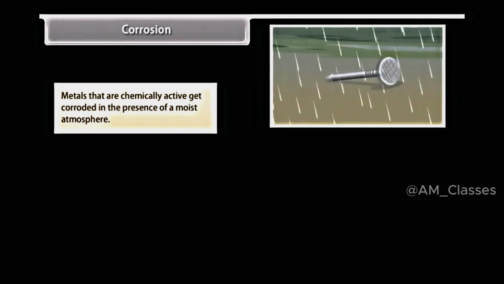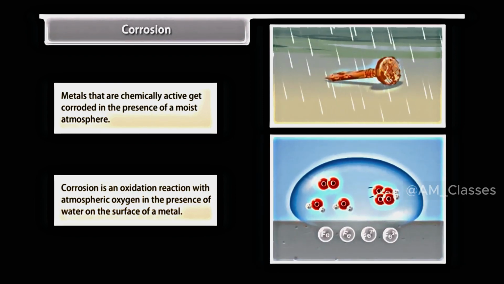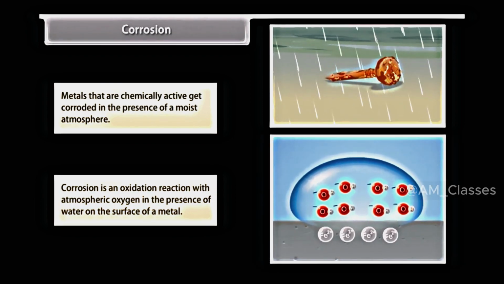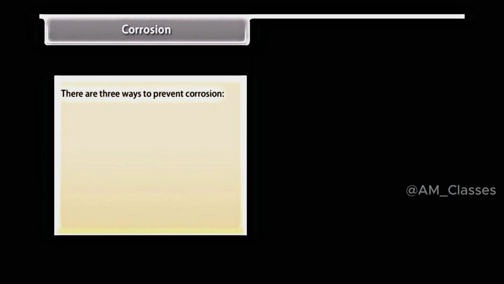Corrosion. Metals that are chemically active get corroded in the presence of a moist atmosphere. Corrosion is an oxidation reaction with atmospheric oxygen in the presence of water on the surface of a metal. For example, iron and aluminium corrode. However, non-reactive metals like gold, platinum, and mercury do not corrode. There are 3 ways to prevent corrosion.